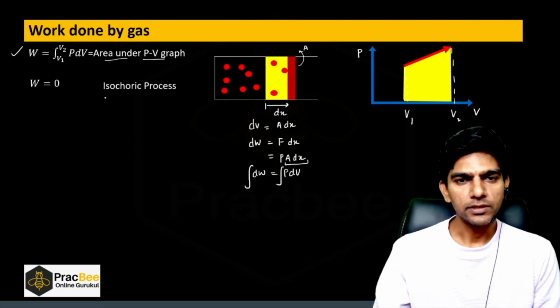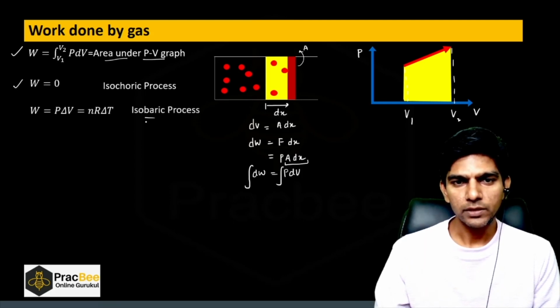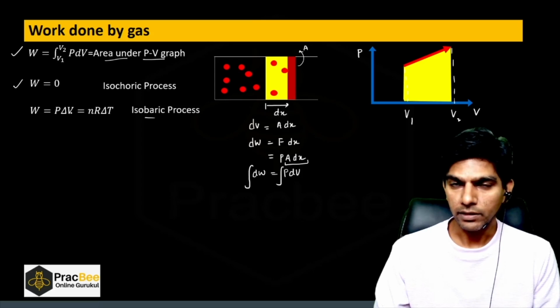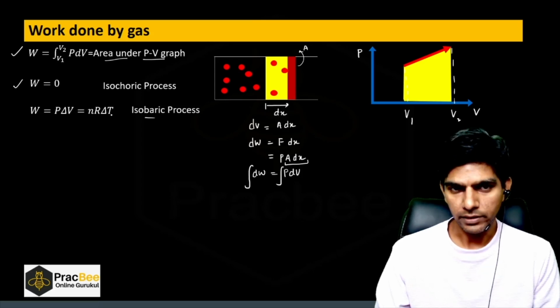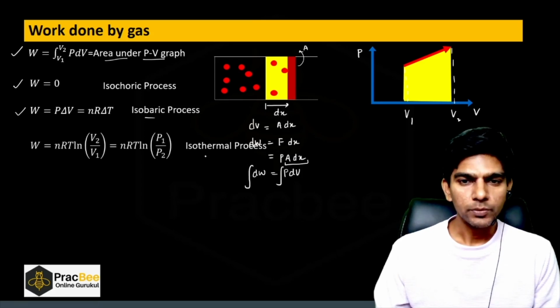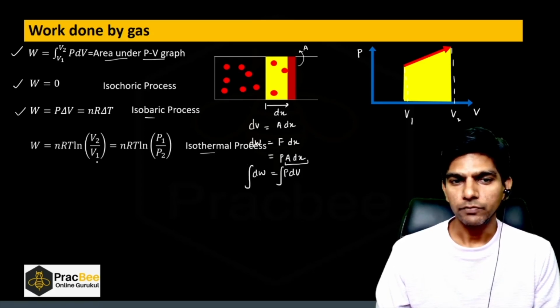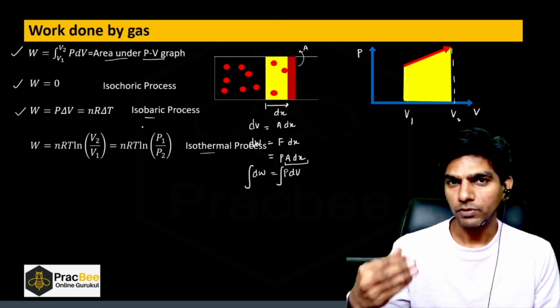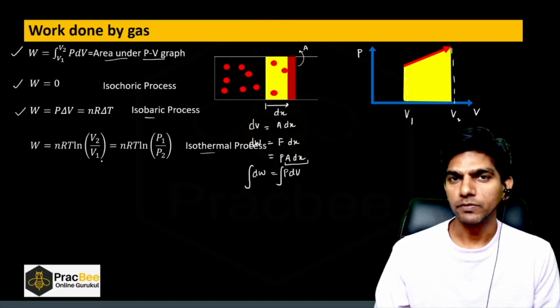Now for different processes, in an isochoric process where volume is constant, work done is 0. And in case of an isobaric process, the work done will be given by P delta V, where delta V is the change in volume, and by using the ideal gas equation, it can be written as nR delta T. So you should remember all these formulas. And in case of an isothermal process, when the temperature is constant, it is nRT ln V2 by V1, where V2 is the final volume, V1 is the initial volume. And for an isothermal process, P1 V1 is equal to P2 V2. So we can write V2 by V1 as P1 by P2. So again, very important formula.